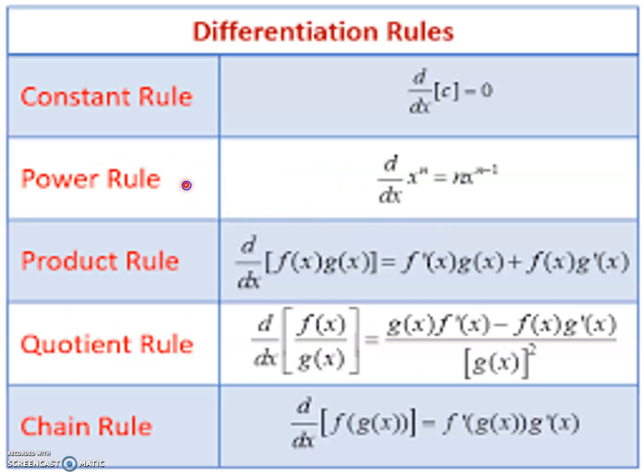So in these examples we have to discuss about the constant rule is 0, power rule is derivative of x raised to n is equal to n x raised to n minus 1, product rule derivative of f of x into g of x is equal to f dash of x into g of x plus f of x into g dash of x. Quotient rule derivative of f of x upon g of x is g of x into f dash of x minus f of x into g dash of x upon g of x bracket square. Now chain rule derivative of f in bracket g of x is equal to f dash of g of x into g dash of x.